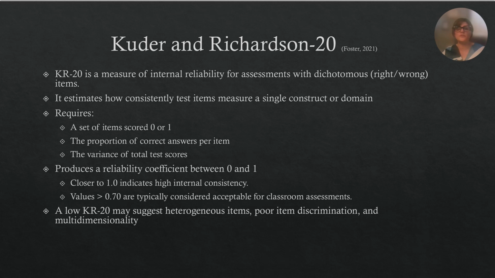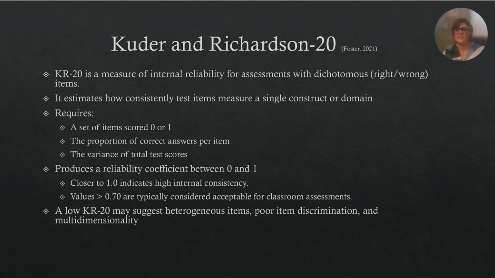Looking a little bit more into the Kuder-Richardson, or the KR20, it measures internal reliability, again, for those right-wrong items, where there's only a yes or a no in terms of correctness. It measures how consistently test items measure a single construct. And what's required to run this statistical analysis? Again, the set of items, which you score 0 or 1. So 0 would be correct and 1 would be incorrect, or vice versa, however you categorize your data. The proportion of correct answers per item and the variance of total test scores are required.